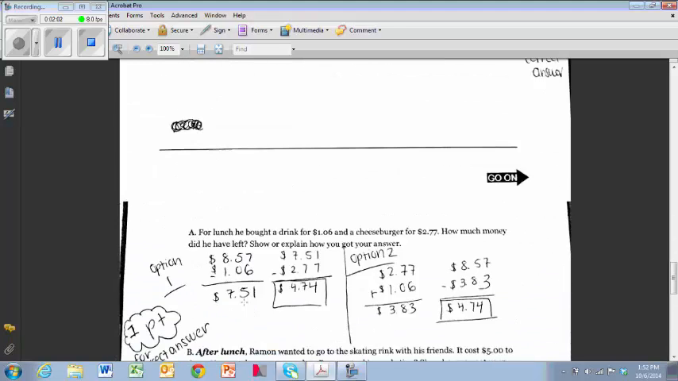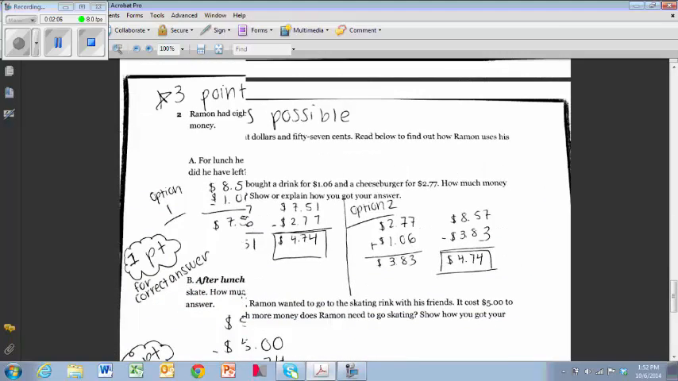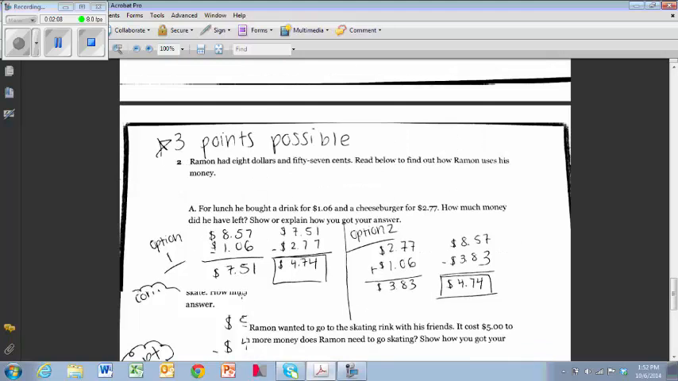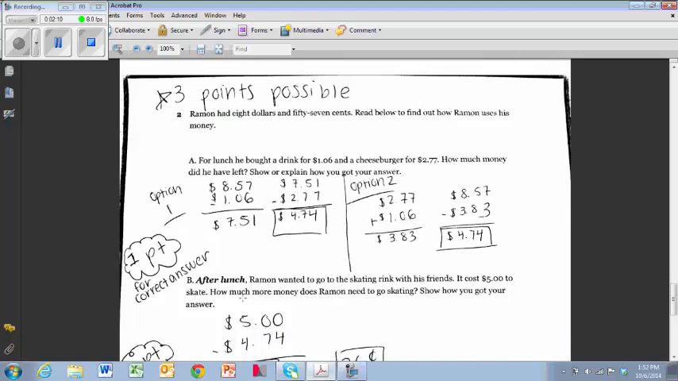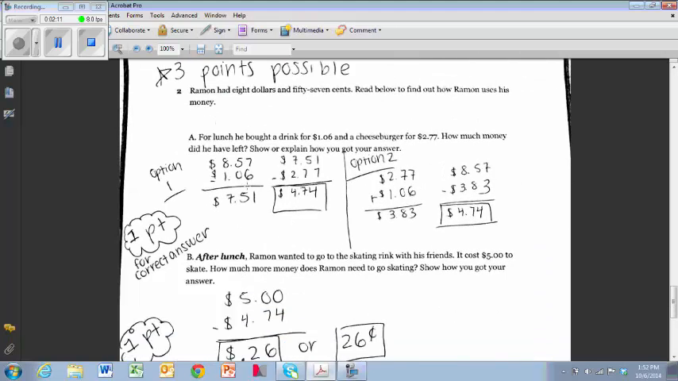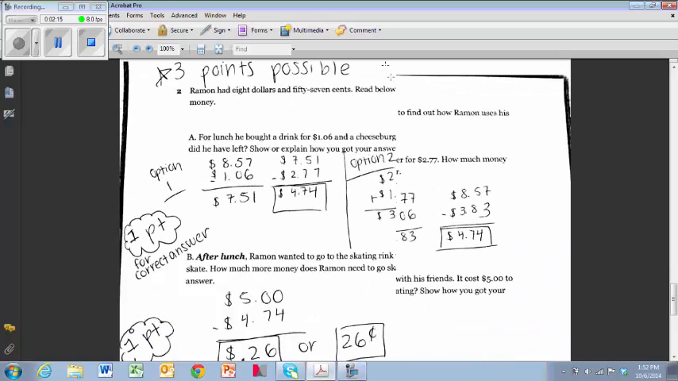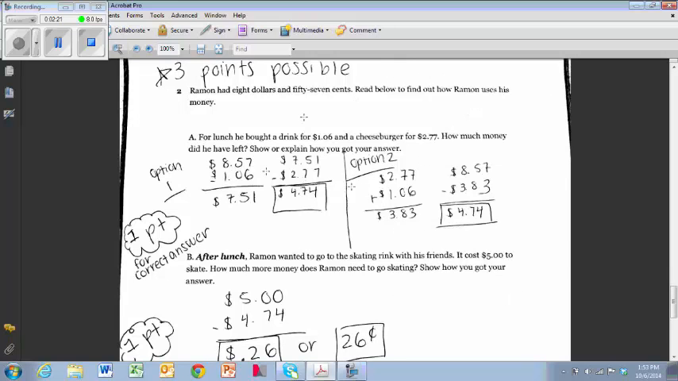If you go down to number 2, this question is worth up to 3 points possible. So for part A, there are 2 different ways that you could see scholars answering this question. The CTL has written both of those out for us. You'll see that they'll start with the $8.57 and then take away the amount for the drink, take the leftover, and then take away the amount for the cheeseburger. They might invert these and subtract the cheeseburger first and then the drink, and that's totally fine.